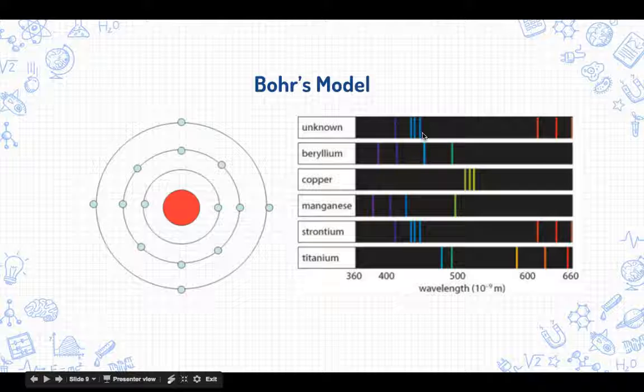You notice there's only these small bands of light that you see here. Again, those are like the fingerprint of that element. That tells us where those electrons exist energy-wise and exactly what element it would be. So the two main differences between Rutherford and Bohr is the placement of the electrons.